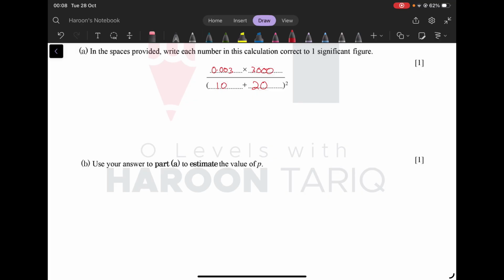So we can write 0.003 multiplied by 3000 divided by, this is 10 plus 20, so this is 30, and 30 squared, basically this means 30 times 30. So let's cancel out zeros. 1 zero cancelled out from this. The next zero can be cancelled out in these two. Now we have 30 over there. Now we can cancel out this 3, this becomes 1, and now 30 becomes 10.